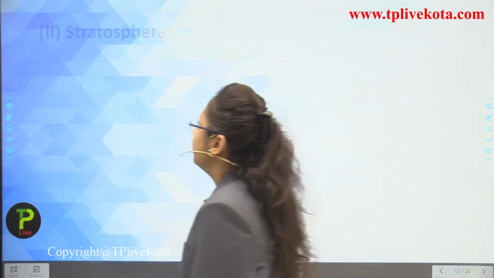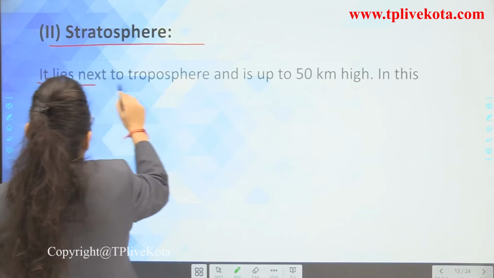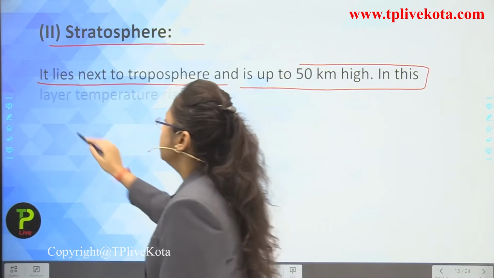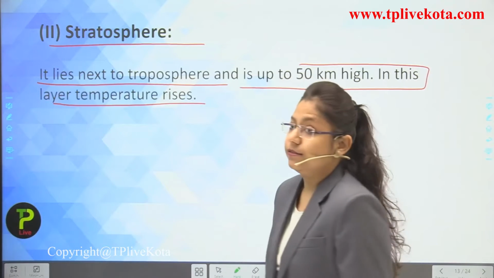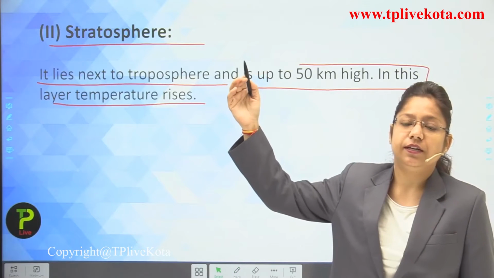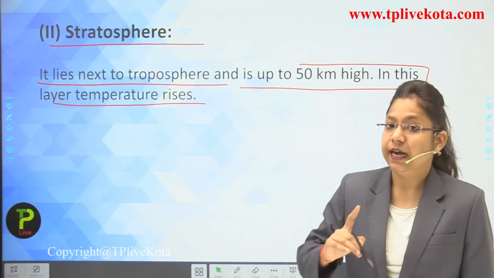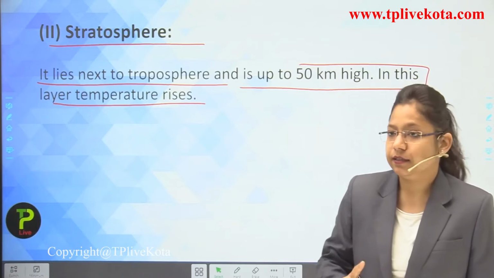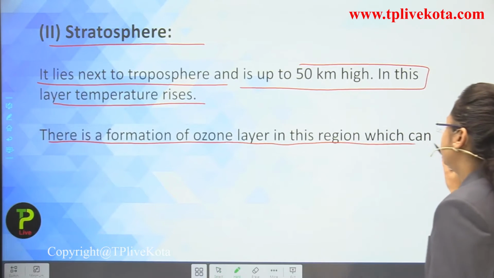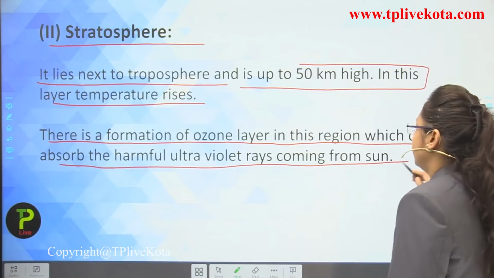Now, the next layer of the atmosphere is known as the stratosphere. It lies next to the troposphere, and it is up to 50 kilometers high. In this layer temperature rises. So we know that as we move upwards through the different layers of the atmosphere, the temperature will increase with height. Now next point, there is a formation of the ozone layer in this region which can absorb the harmful ultraviolet rays coming from the sun.